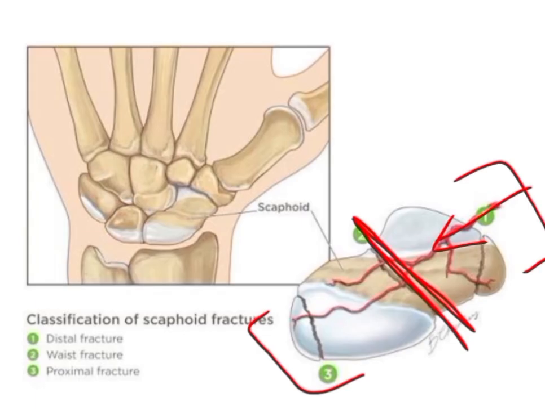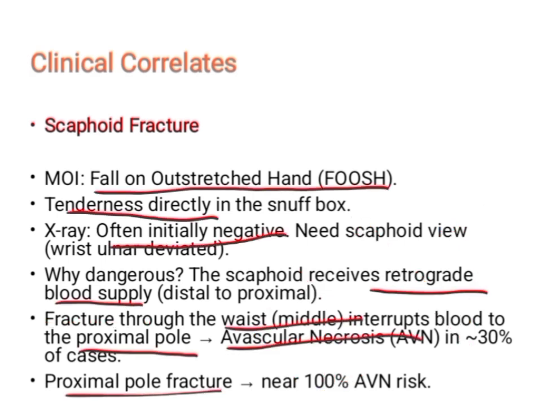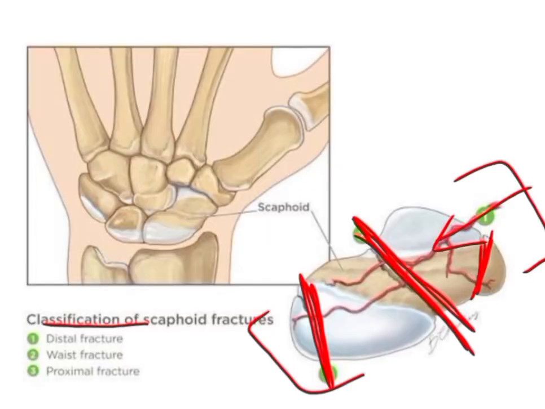Now let's say there's a fracture at the proximal part. If you look at this image, the classification of scaphoid fracture. We have distal fracture, if it occurs here. We have waist fracture, that I just showed you. We have proximal fracture, if it occurs here. Now, in a case of a proximal pole fracture, which is this, number 3.